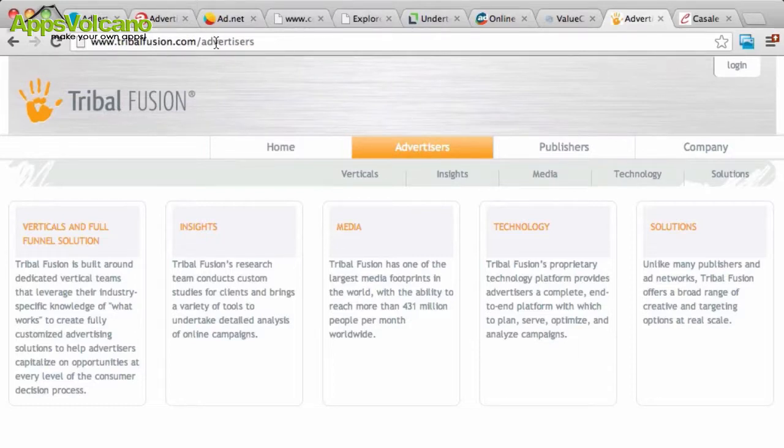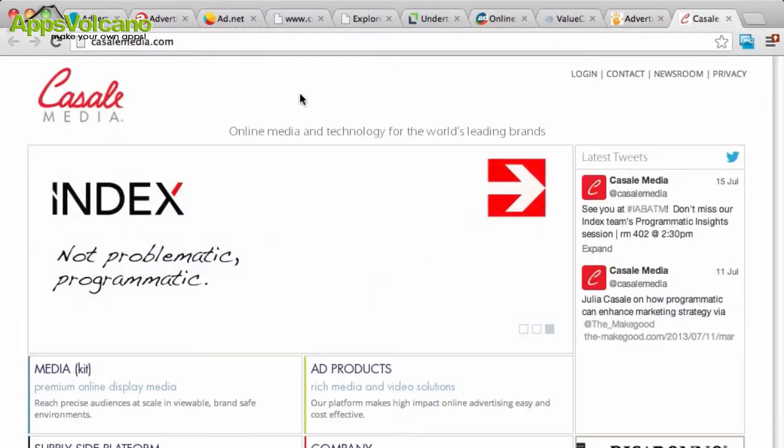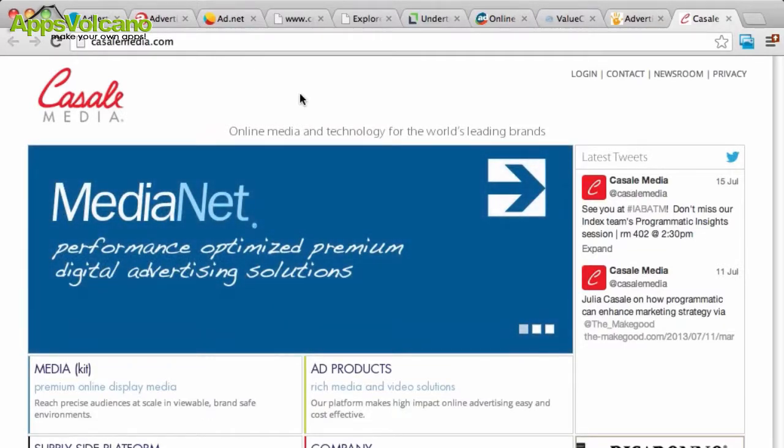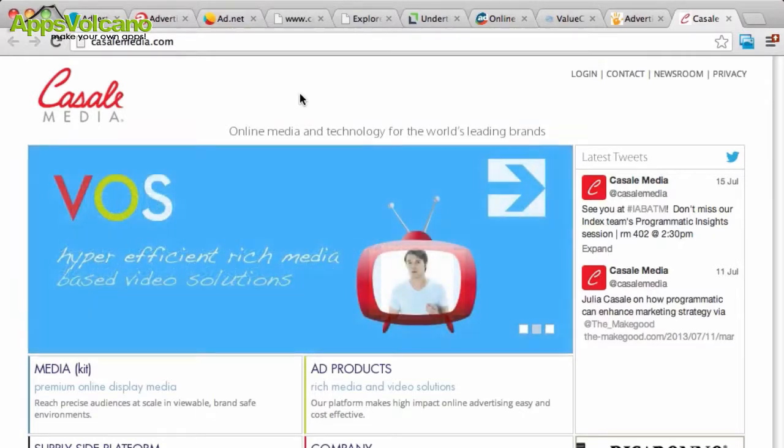It's at tribalfusion.com. And then the final one that we'll show is Casale Media, which is casalemedia.com. And once again, once you have successful ads, this is a network and an agency basically that can help you ramp up your advertising and your ad spend and help you get a lot more traffic.